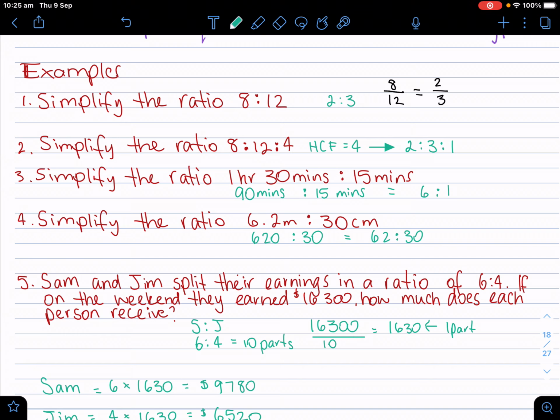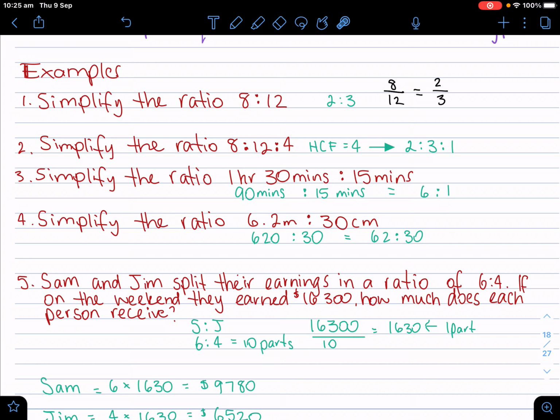Now let's look at example 3. Example 3 says, simplify the ratio 1 hour and 30 minutes to 15 minutes. We need to convert them both into the same quantity type. Not hours and minutes, we need to convert this into minutes and leave this in minutes. So 1 hour and 30 minutes is 90 minutes, and 15 minutes is 15, obviously. So we put 90 over 15 in the calculator, and we get 6. But 6 as a fraction is actually 6 over 1. So we get 6 to 1.